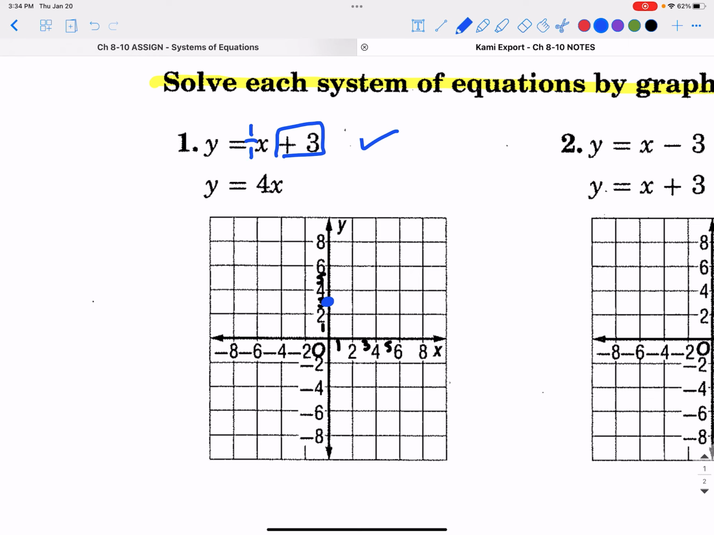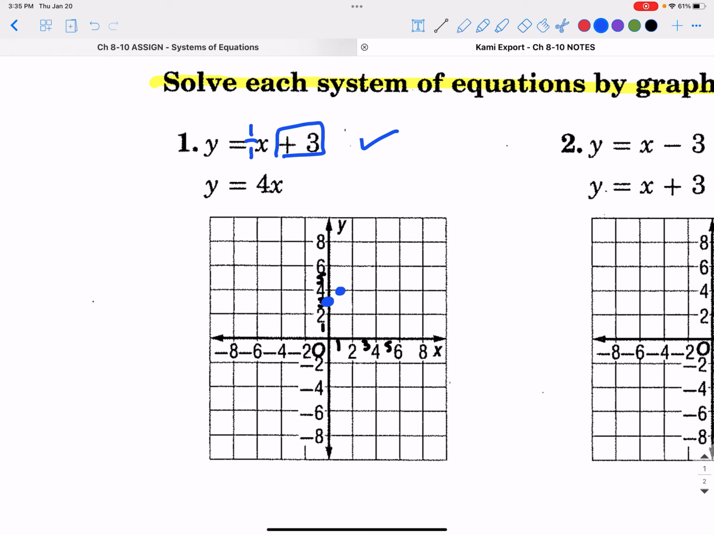Now, once you have 2 points, you can draw a nice straight line. Now, you have to use a straight edge here. You have to use a ruler, or I don't care if you use a Kleenex box or one of your mom's lids out of her drawer or anything at all that has a straight edge. But these have to be straight lines.